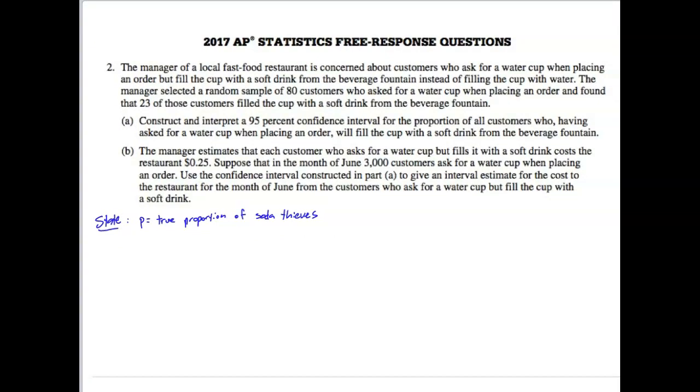What we're going to do is we want a 95% confidence interval for a proportion. All right, so I'll go to plan. This is where we check our conditions. So I'm going to say stated as a random sample.